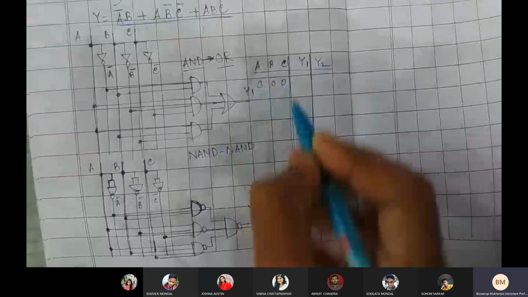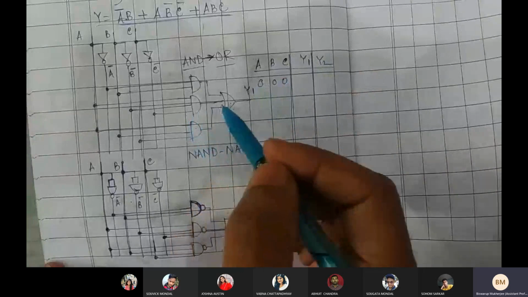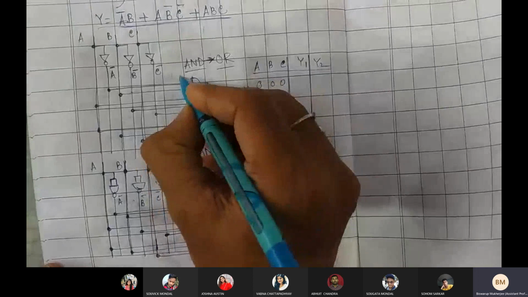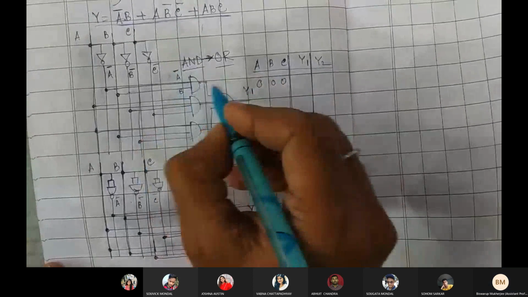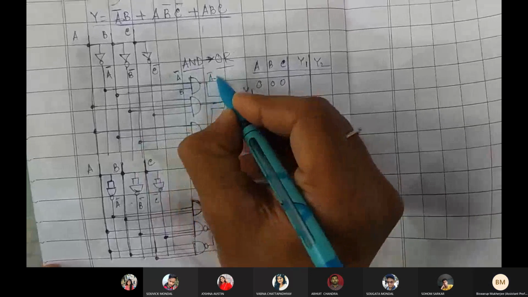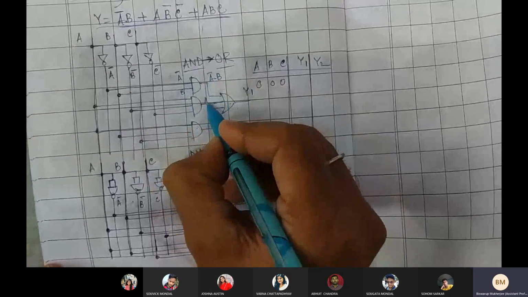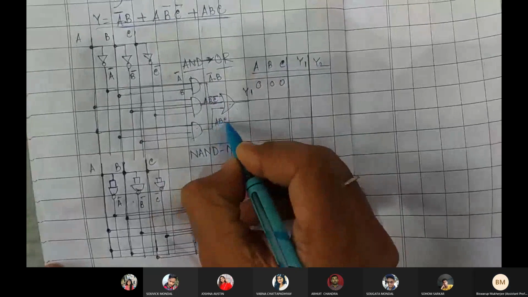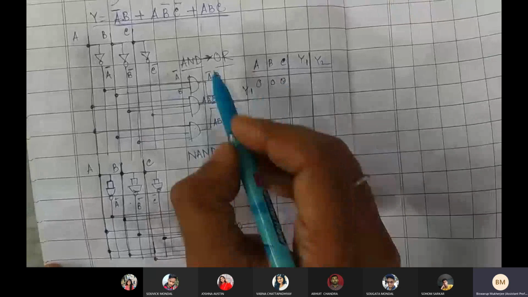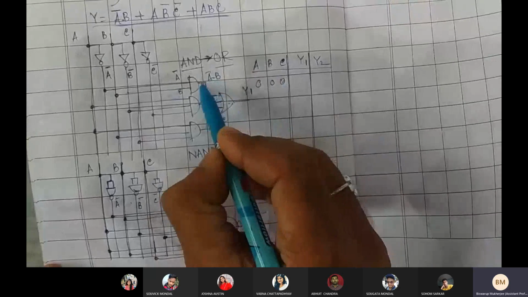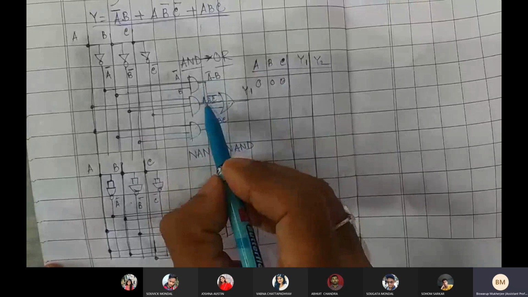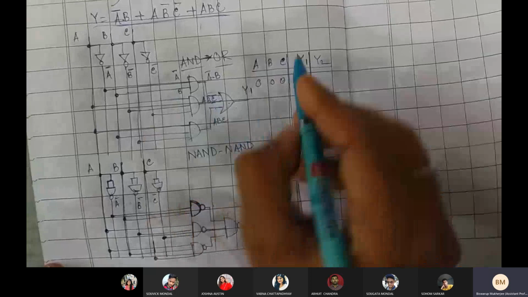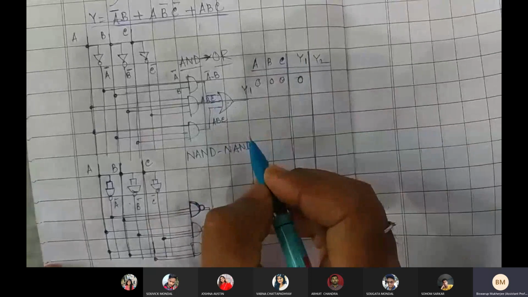So 0, 0, 0. Let us start with this one. So if it is 0, 0, 0, what would be the value right over here? So it is actually coming A bar B. Fine. So this is actually A bar B. This is actually A B bar C bar, right? And this is actually your ABC, right? So if all three are 0, this is 1, this is 0, so that means this line is 0. Maybe this line is also 0, and this line is obviously 0. So 0 plus 0 plus 0 will come like this as Y1 equal to 0.